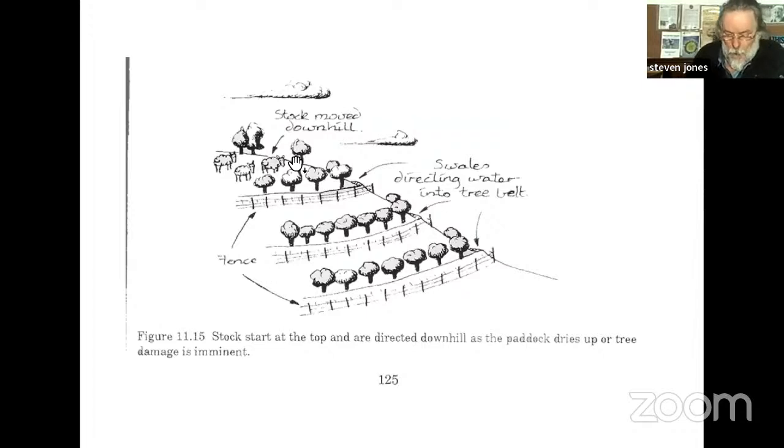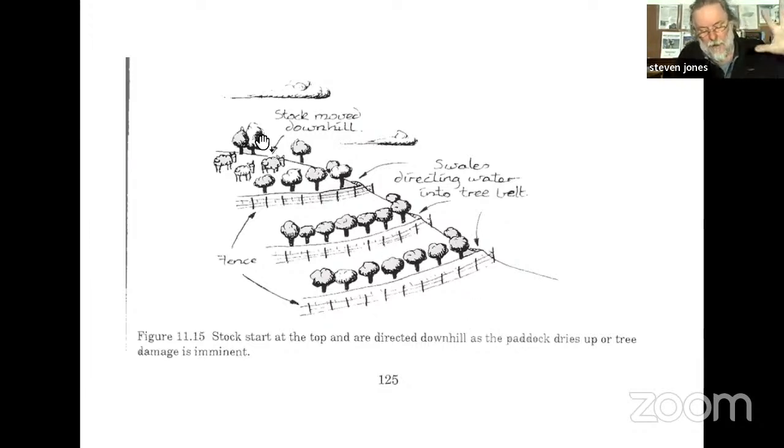We can start our stock at the top, encourage the animals to move sideways rather than up and down, so that their hooves don't create gullies. We've restricted their movements. We've added swales to trap water and allow that to feed the trees, which are also going to stabilize the landscape.